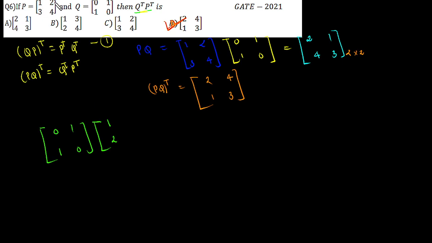So this first row will be our first column after taking the transpose, and this second row will be our second column. So now again let's find the resultant matrix after multiplication. So here this entry will be 2, here this will be plus 4, and here this will be 1, and this entry will be 3. So you can see the same matrix as we got in the first case. Now let's move to the next question.